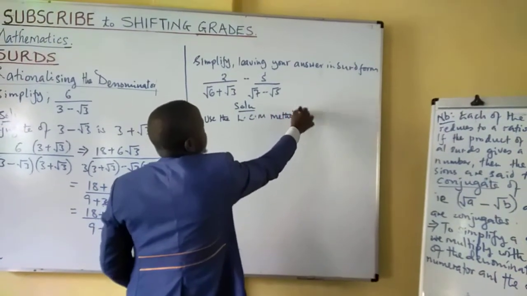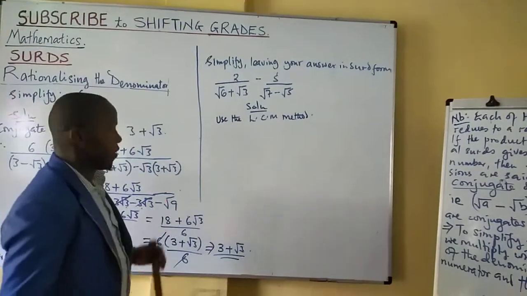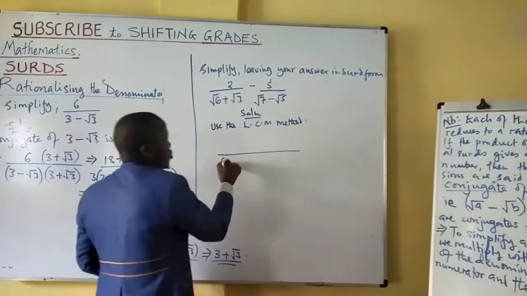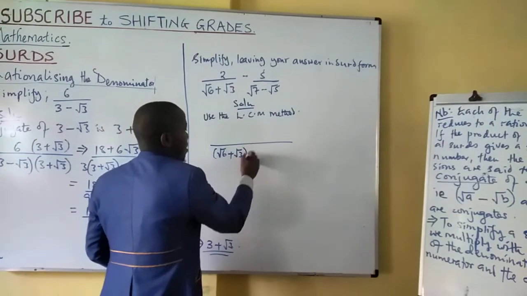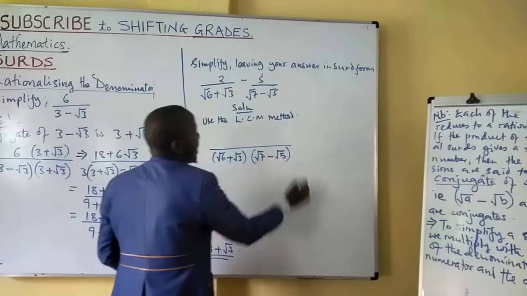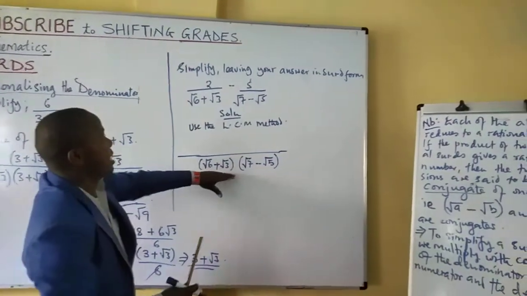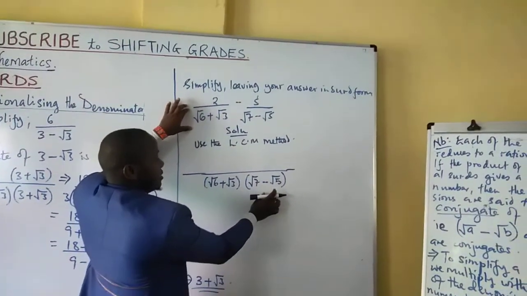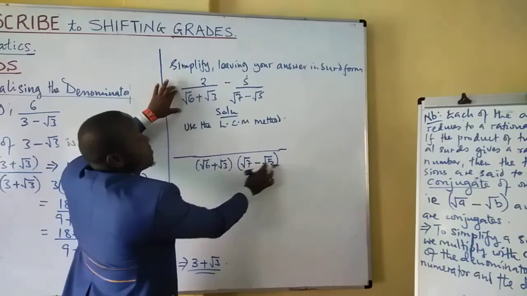The LCM method of solving fractions in Book 1 mathematics. Follow it. And therefore, in these two fractions, the LCM is root 6 plus root 3 multiplied by root 7 minus root 5. That is the LCM. Therefore, what you do is LCM divided by this term here, we get root 7 minus root 5.